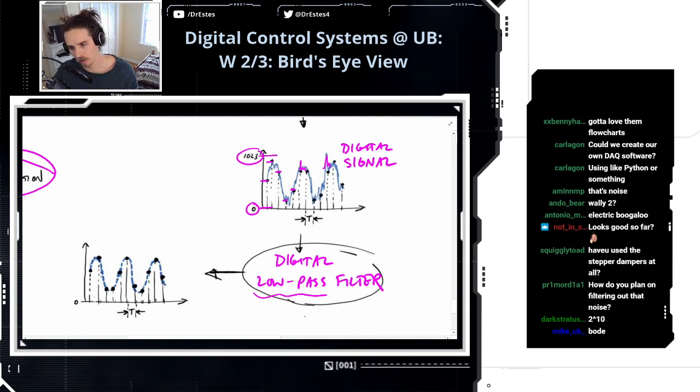Yes. The way to understand a low-pass filter, Mike brings up Bode. A Bode plot is the way to understand it. And we can talk about that more down the line.